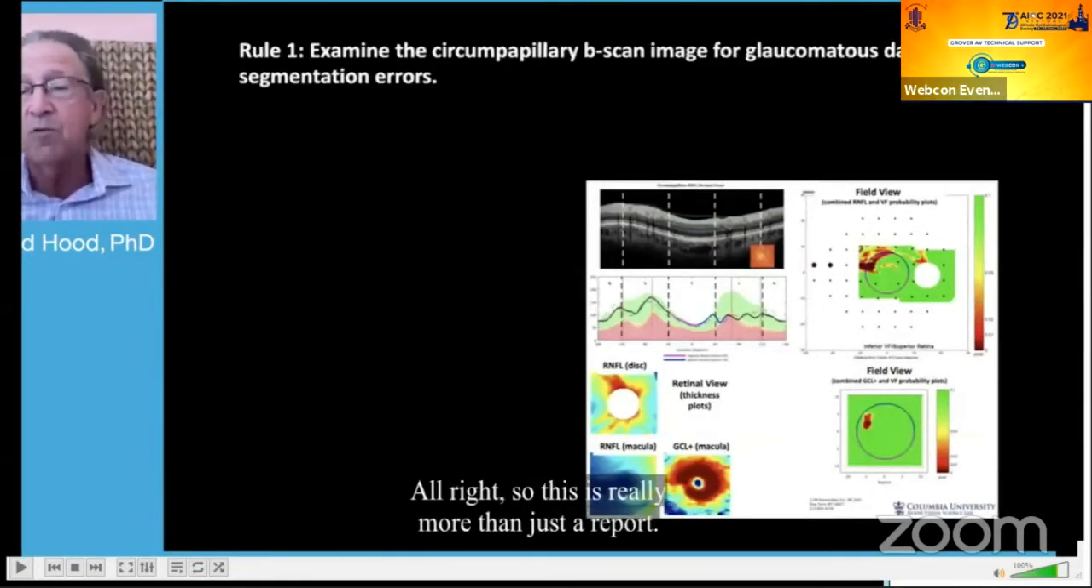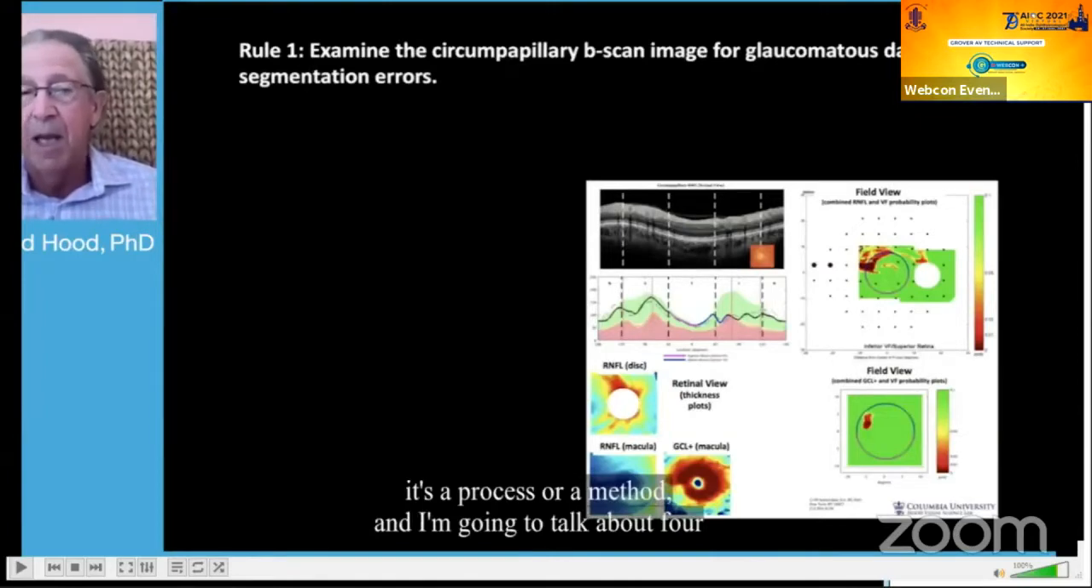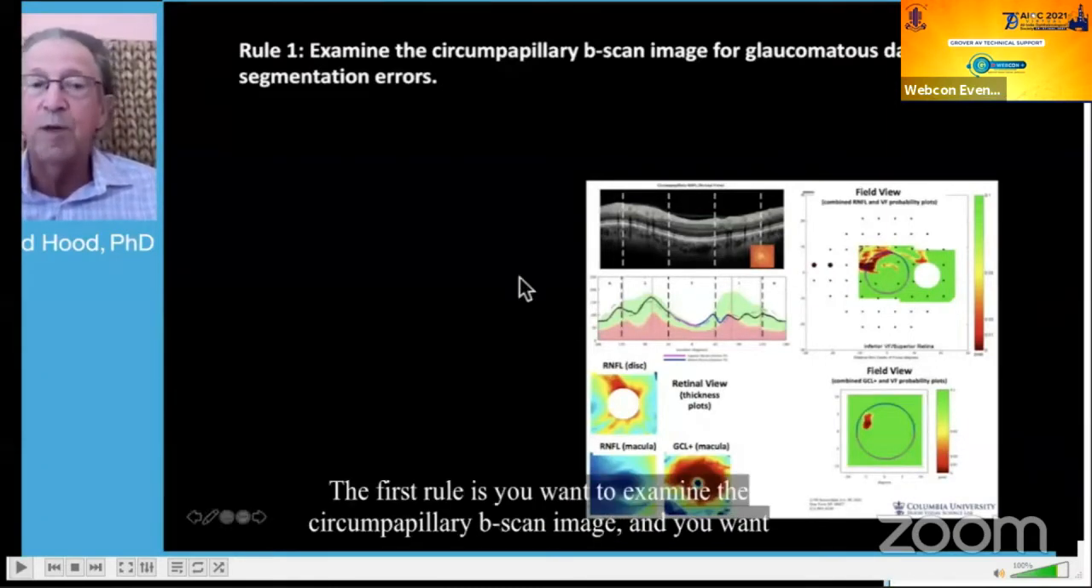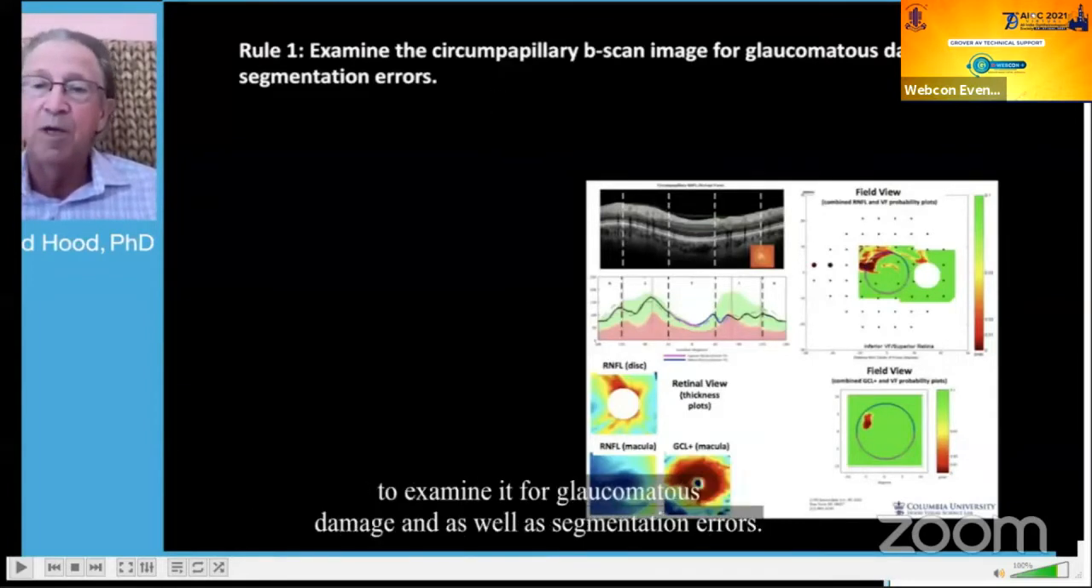All right, so this is really more than just a report. It's a process or a method. And I'm going to talk about 4 principles or rules that we use. The first rule is you want to examine the circumpapillary B-scan image, and you want to examine it for glaucomatous damage as well as segmentation errors.